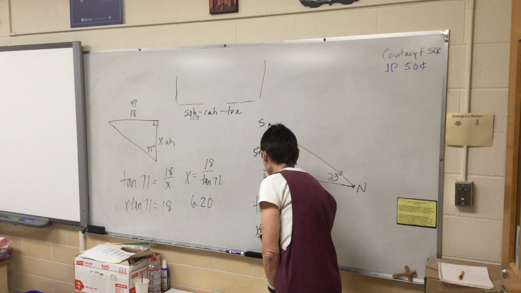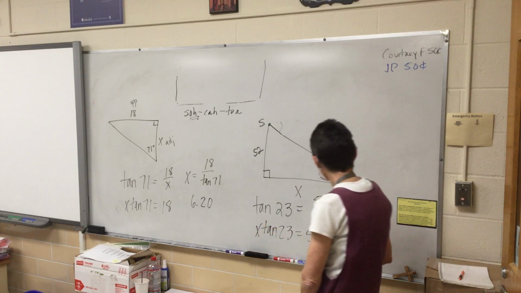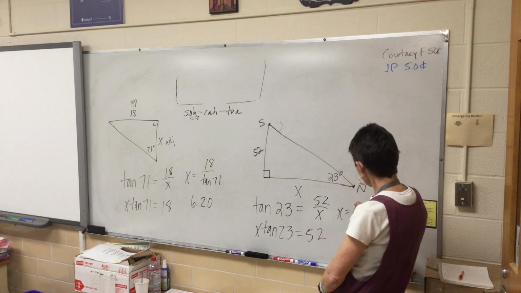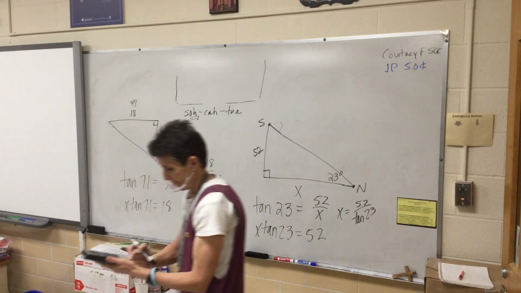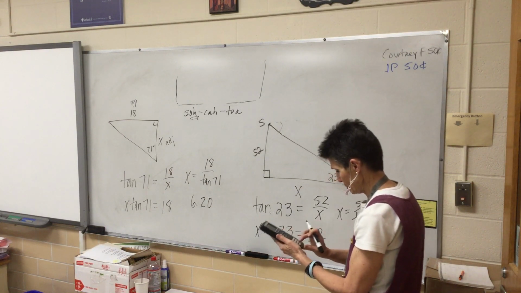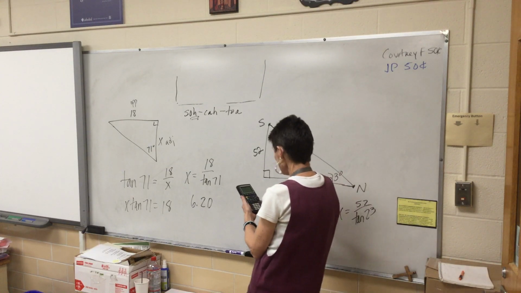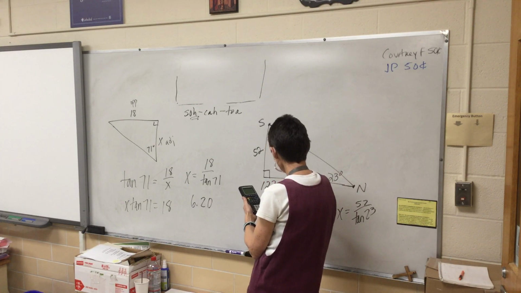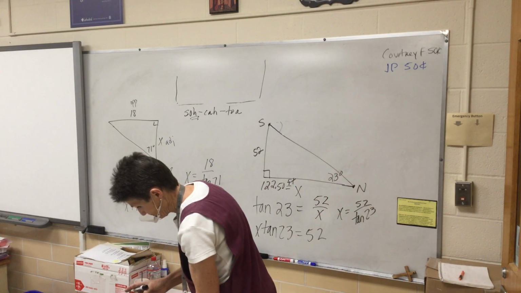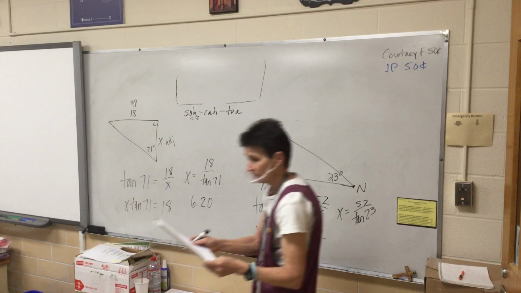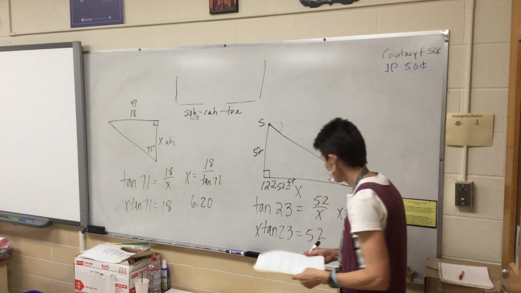So you're going to go ahead, get rid of the fraction, and then divide. So are you dividing 52 by tan 23? 52 divided by tangent 23. And I got that distance to be 122.50. Is it feet? I need a unit on it. Feet, yep. Everybody okay? All right, let's try the next one.